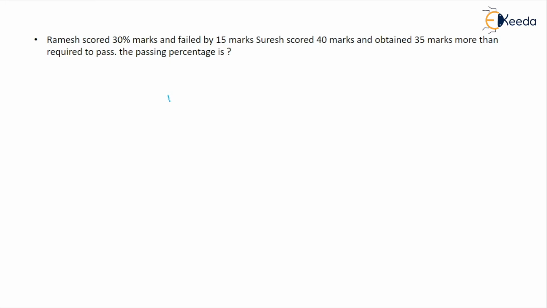Okay, so you have to make a line like this. Ramesh scored 30% marks and failed by 15 marks. So you can write that Ramesh scored somewhere 30% marks and he needed 15 marks more to pass the exam. So you can write here pass. And Suresh scored 40%, as I told you, and he scored 35 marks more than the passing marks, right? So they ask you what the passing percentage was.